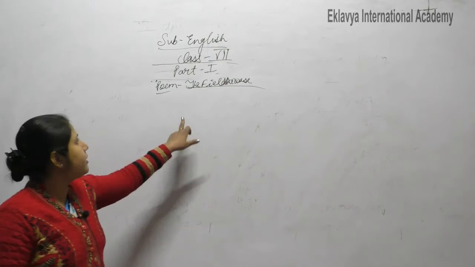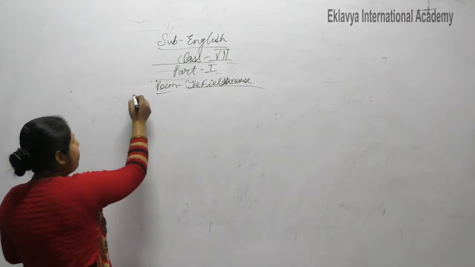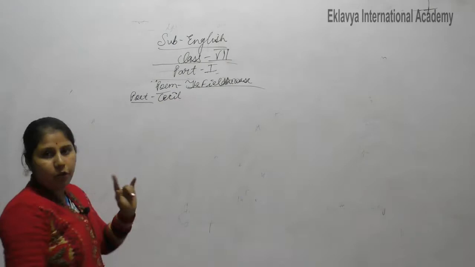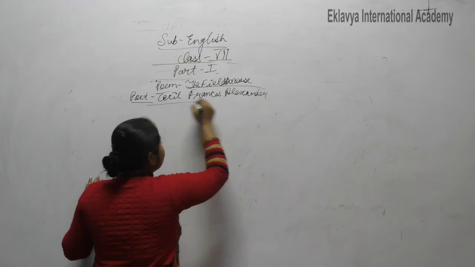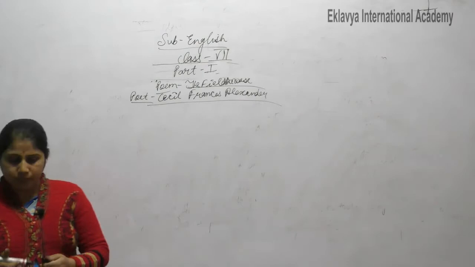This is written by poetess Cecil Frances Alexander. Listen carefully. Is that clear? This is the name of the poet. So, what is the poem? What does the poet want to tell in the poem?